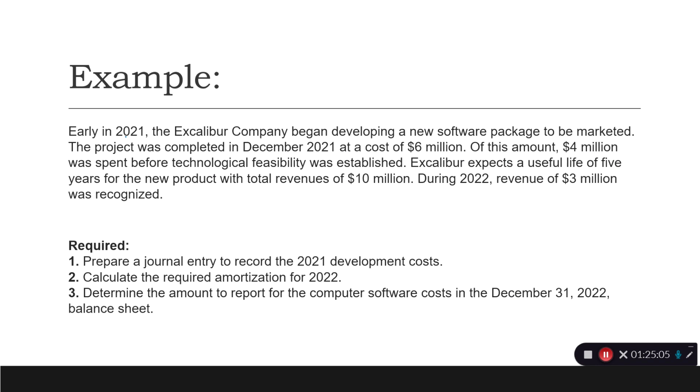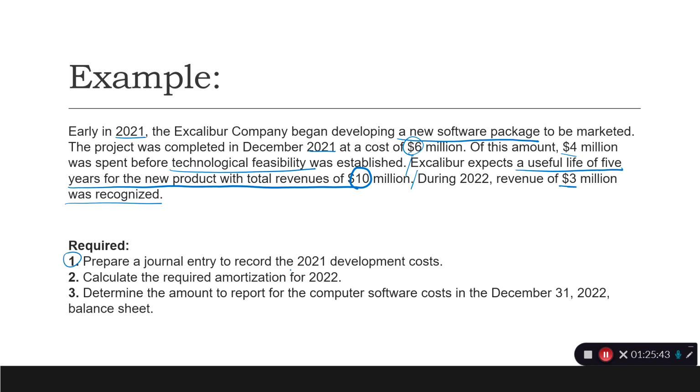In early 2021, the Excalibur company began developing a new software package to be marketed. The project was completed in December 2021 at a cost of $6 million, of which $4 million was spent before technology feasibility. Excalibur expected a useful life of 5 years for the new product, with total revenue of $10 million. During 2022, revenue of $3 million was recognized.